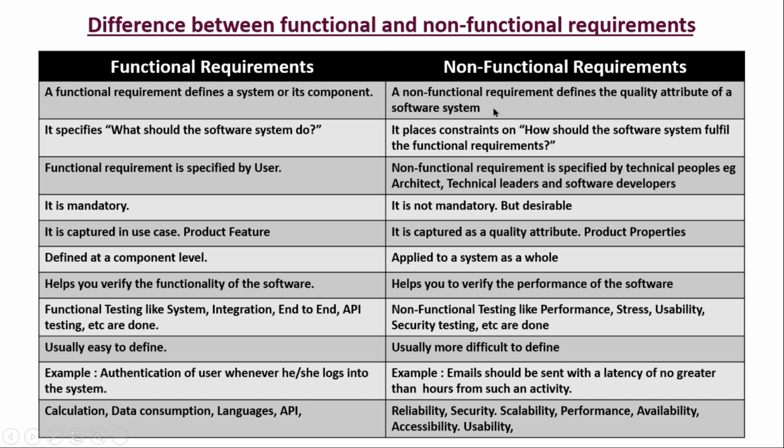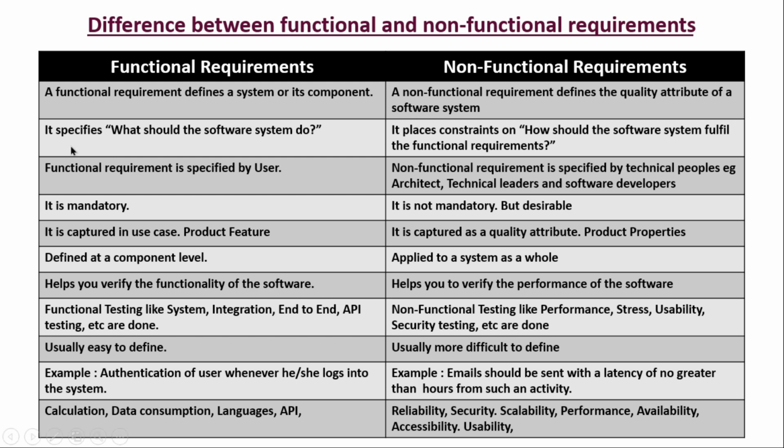So let's say we take an example of ATM machine. So user should be able to withdraw the money. That should be the functional requirement. Okay, once user enter the pin, the money should come out within 5 seconds or 10 seconds. That would be the non-functional requirement. The first one is defining the component. Another one is defining how the system would behave. So that would be the non-functional requirement.